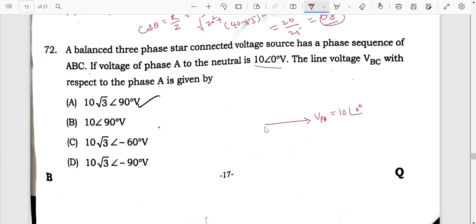Then the voltage phasor diagram VBC will be like this. It will have a line voltage root 3 times that of the phase voltage, and the angle between them is exactly 90 degrees. So lagging means minus 90 here. So root 3 into 10 at an angle of minus 90. So answer is D here.